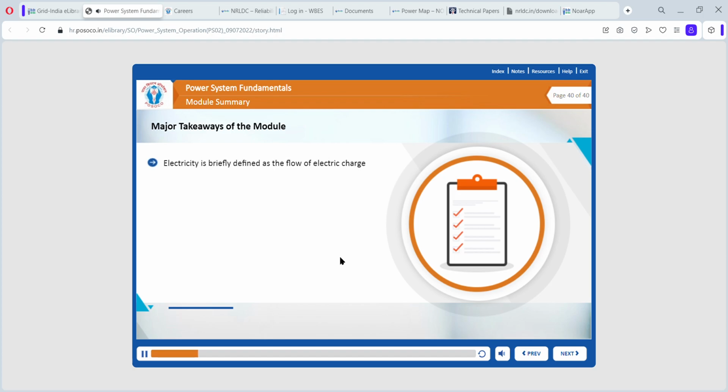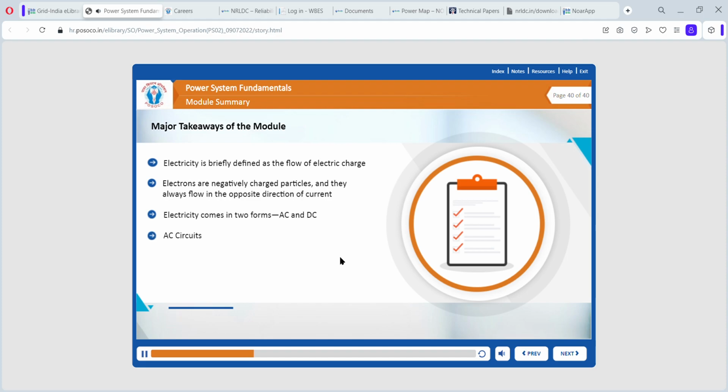Electricity is briefly defined as the flow of electric charge. Electrons are negatively charged particles, and they always flow in the opposite direction of current. Electricity comes in two forms, alternating current or AC and direct current or DC. Both are essential to enable the functioning of our electronics. There are various types of AC circuits, such as an AC circuit containing only resistors, an AC circuit containing only capacitors, and an AC circuit containing only inductors.